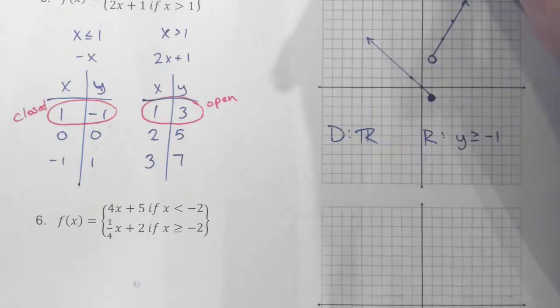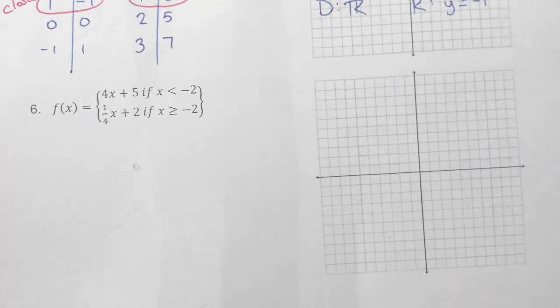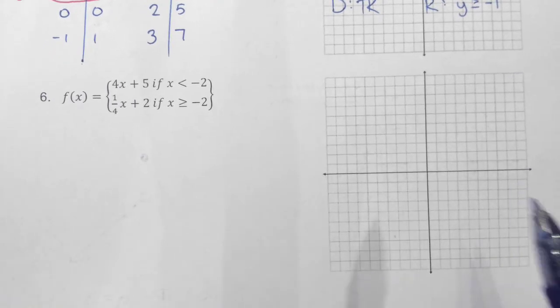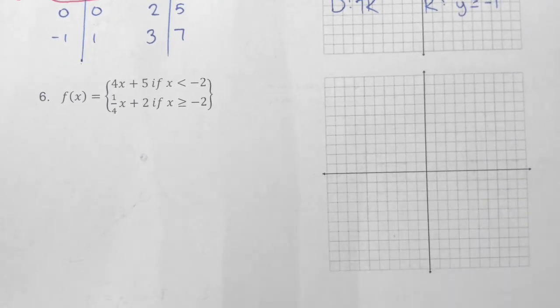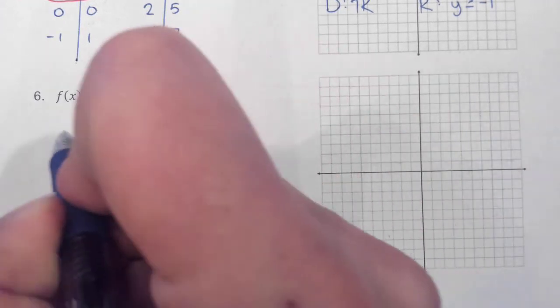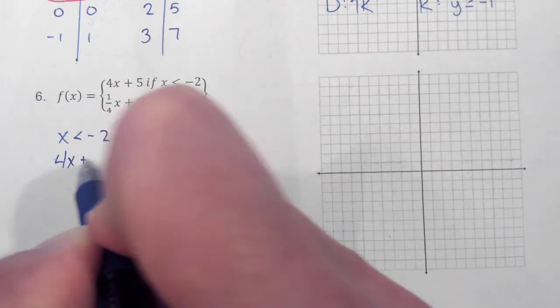So why don't you pause the video and try to do 6 on your own, and then we'll compare. There's a fraction, just be careful, but you'll do fine. So pause it, and then we'll compare. All right, so let's see how you did. First one, x is less than -2. That's the 4x plus 5 piece.